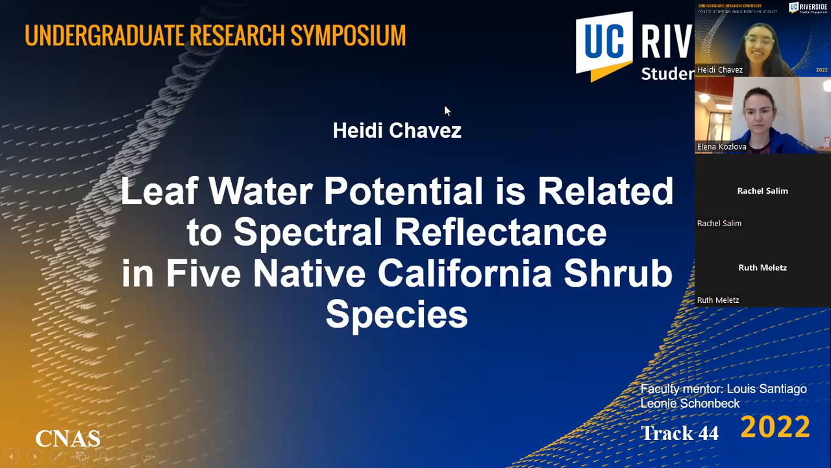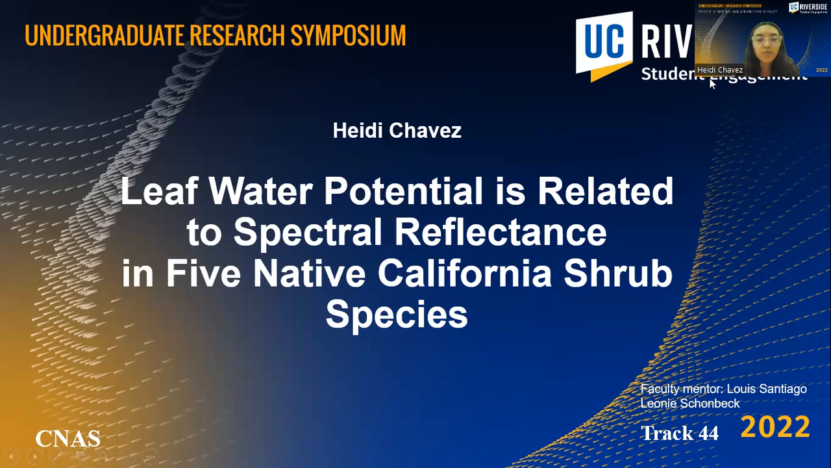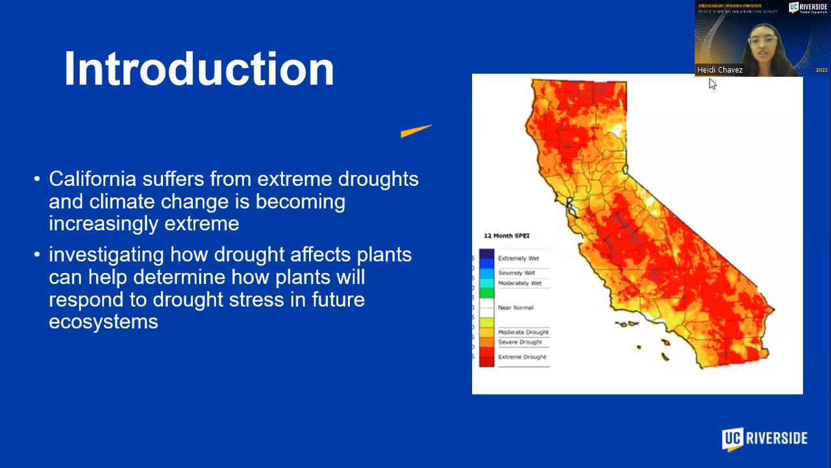Okay, hello. So as stated, my name is Heidi Chavez, and I worked in Dr. Luis Santiago's lab in the botany and plant department. And the title of my completed research is Leaf Water Potential is Related to Spectral Reflectance in 5 Native California shrub species. California has often suffered from extreme droughts that can last up to months and even years.